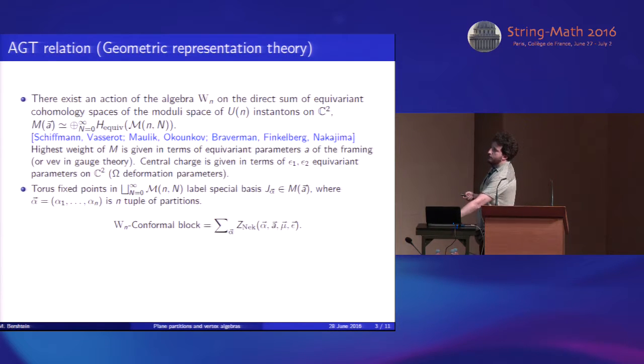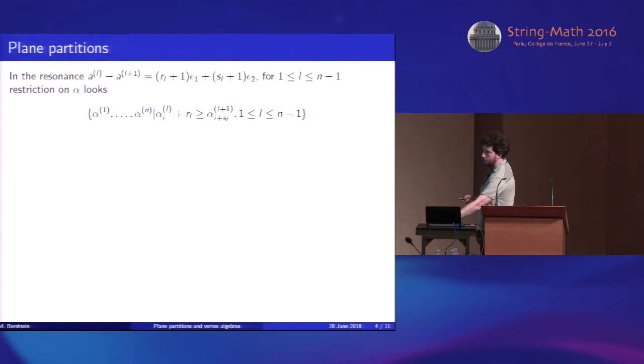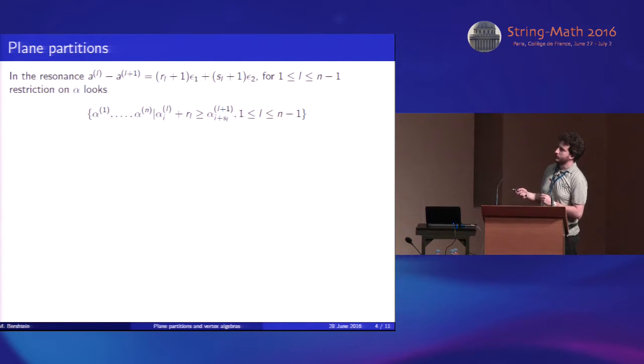Okay, now I give an example of such resonance. It's if the difference between two a's is a linear combination of epsilon 1 and epsilon 2, and these numbers r and s are assumed to be non-negative integers, then the restriction of the n-tuple of partitions looks like this.